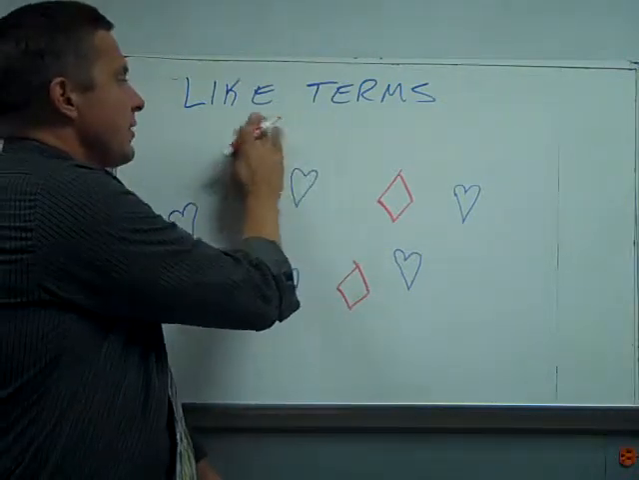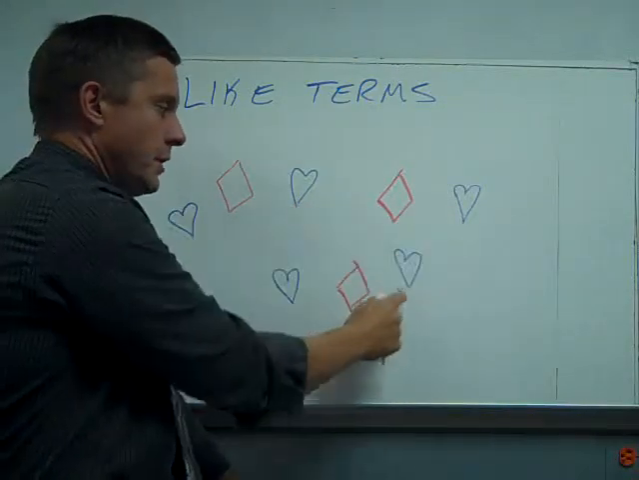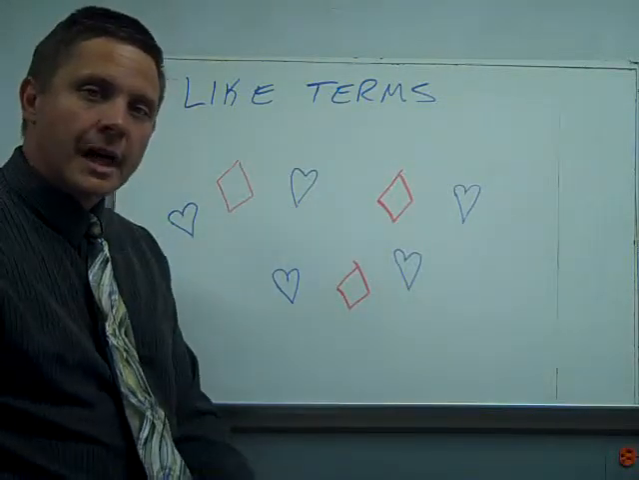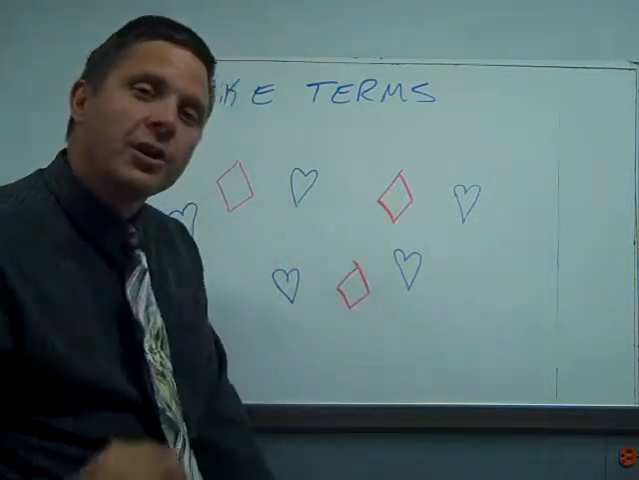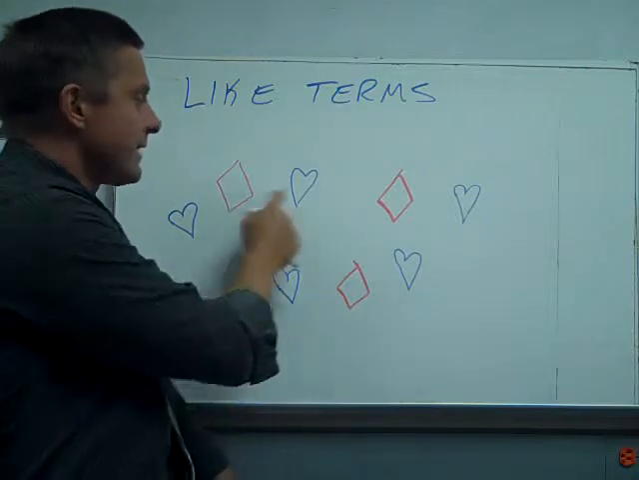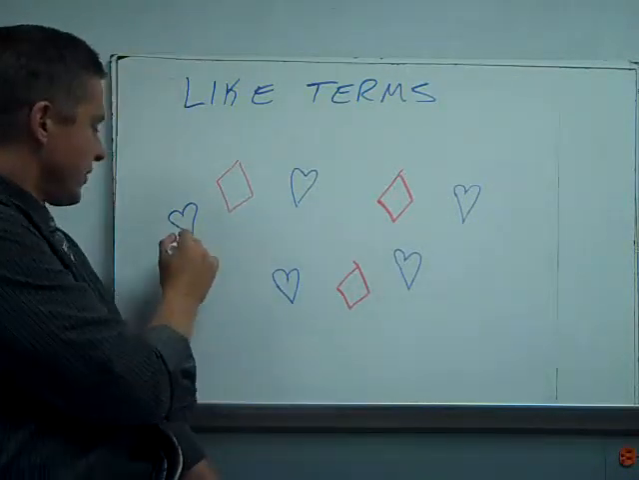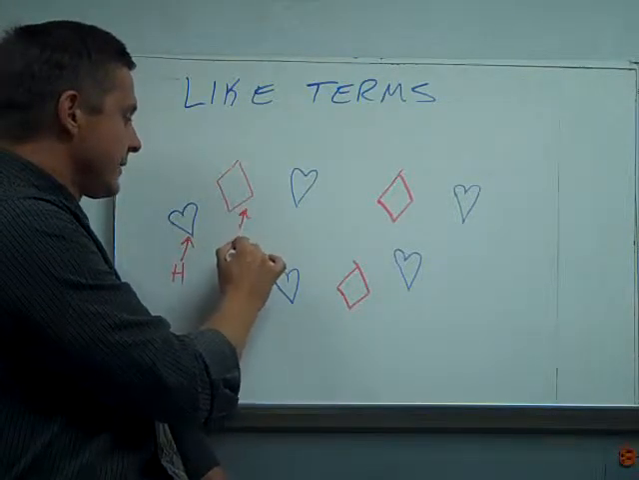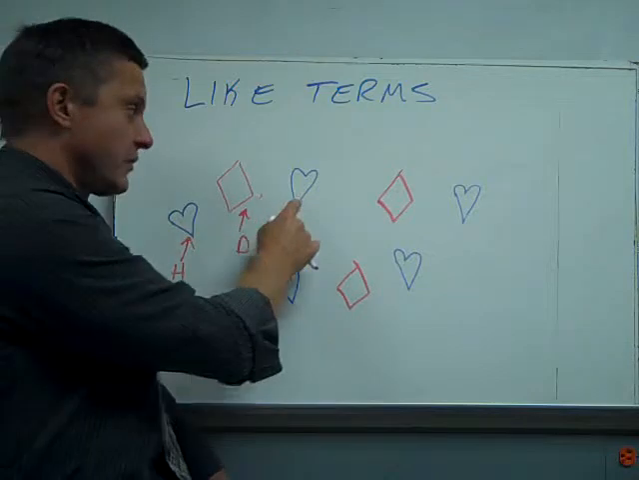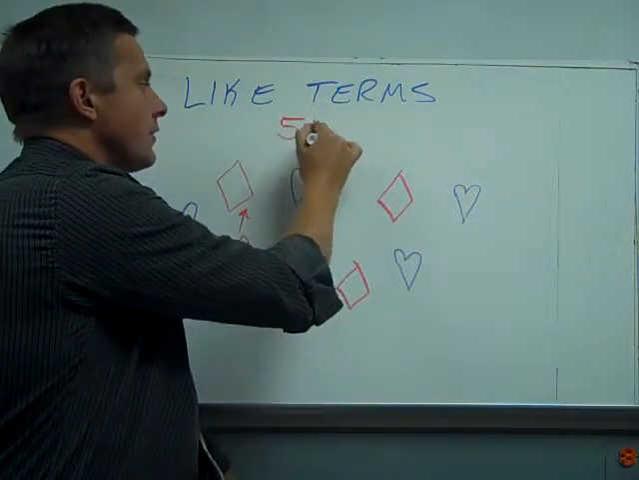Because if I'm going to write an expression about the 8 cards I was dealt here, we'd count the hearts. 1, 2, 3, 4, 5. And we would count the diamonds separate. 1, 2, 3, because they're the same thing. These are like terms. So if I wanted to write an algebraic expression about this, and I used H for hearts and D for diamonds, I could write 1H plus 2H plus 3H plus 4. So I could end up with 5 hearts.